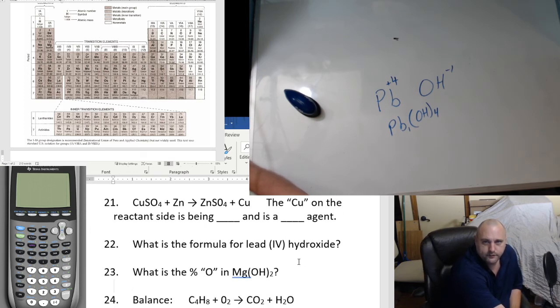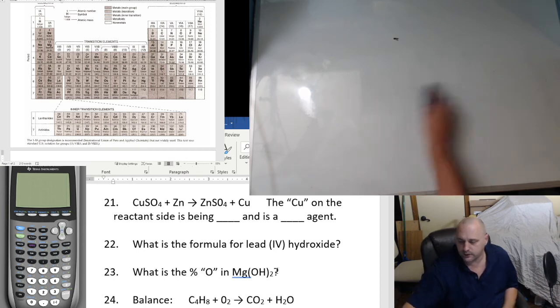So then it says here, what is the percent oxygen in magnesium dioxide? MgOH.